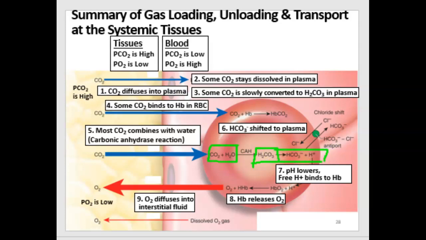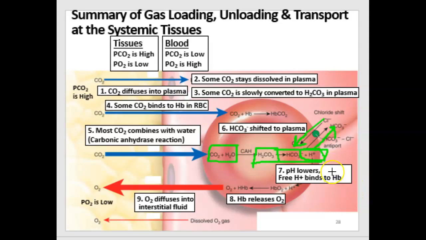One anion and one cation. Let's talk about the anion, the bicarbonate. The bicarbonate is shifted to the plasma in exchange for chloride. So chloride comes in. We're not going to do anything with the chloride. Now we have this free hydrogen here.